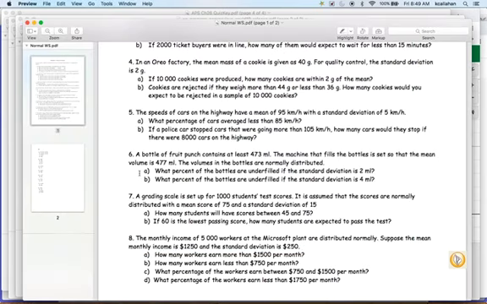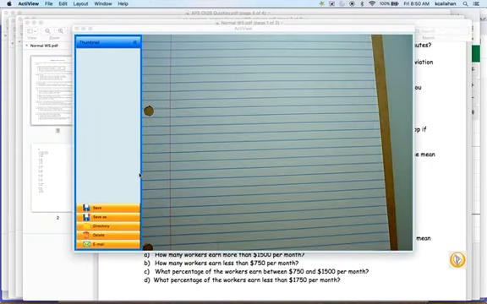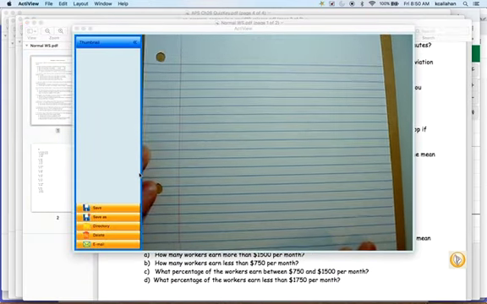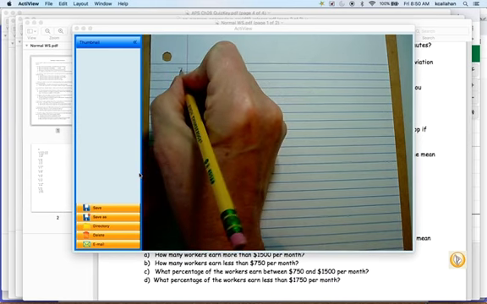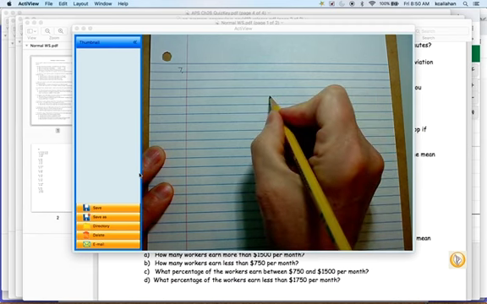7. A grading scale is set up for 1,000 students' test scores. It is assumed that the scores are normally distributed with a mean of 75 and a standard deviation of 15. How many students will have scores between 45 and 75? So let's see. Draw our curve first. This is number 7. I'm going to draw it over here.